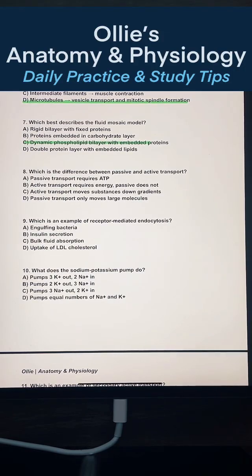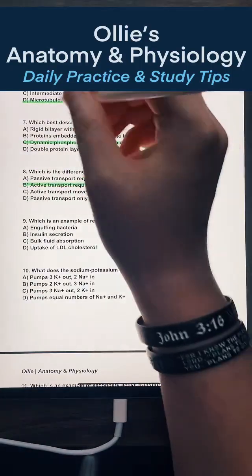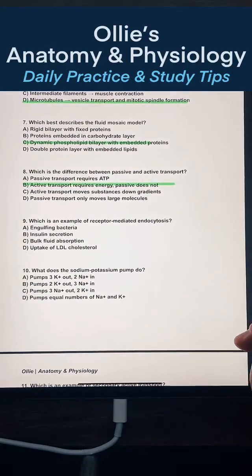Number 8, the answer is B. Active transport requires energy. Passive does not.